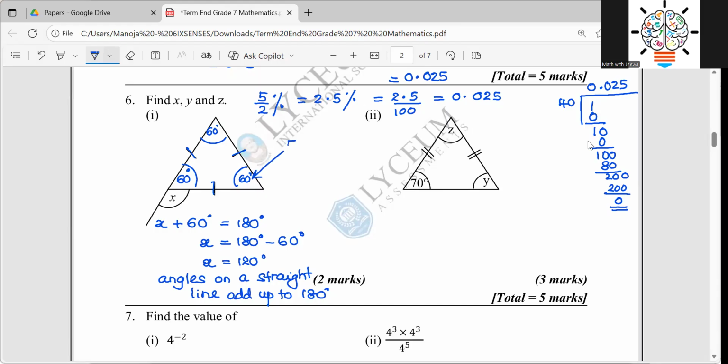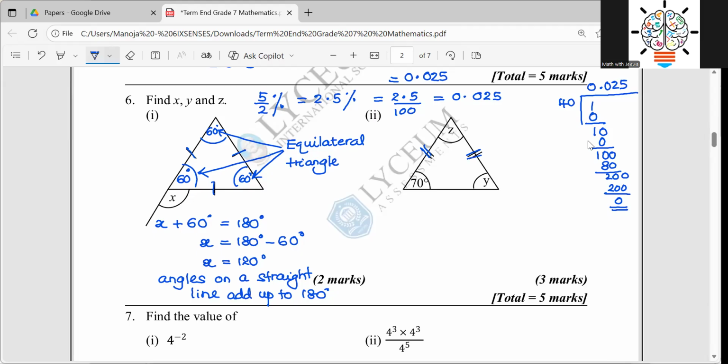So this is an equilateral triangle. Equilateral triangle. Because of that, it is 60. Right? Because of that, it is 60. Okay? Equilateral triangle.